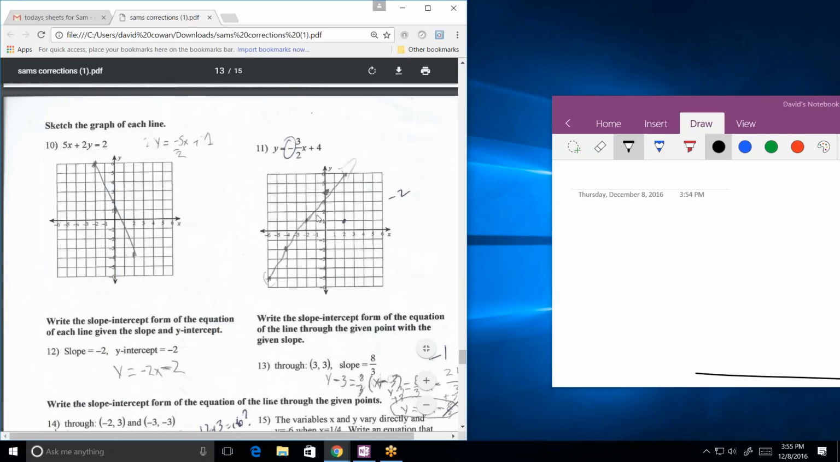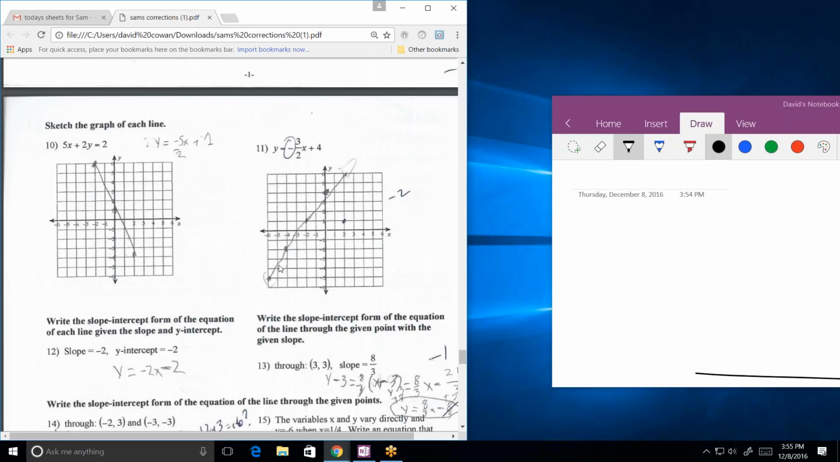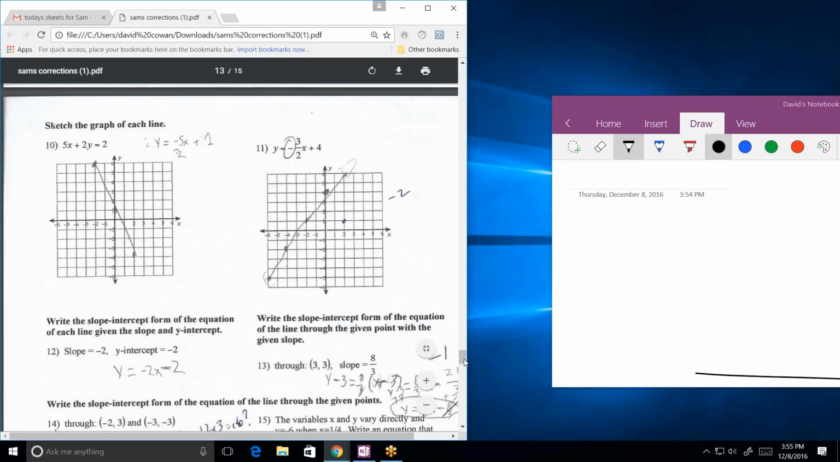So the only thing I would say here is when you finish drawing your line, make sure that the sign of the slope is correct. Because you got everything right on here, you just got the negative sign wrong.